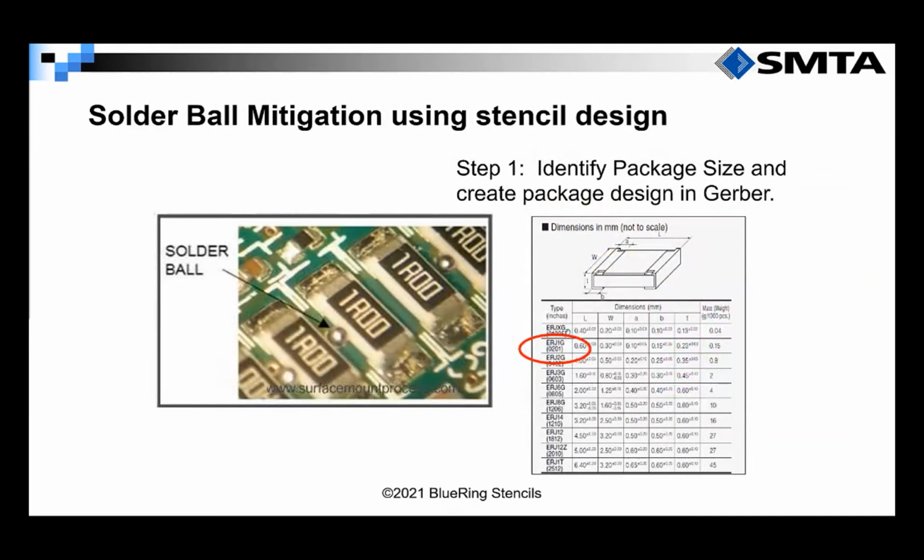The first of these is solder balls or mid-chip beading. Mostly we see this concern with no clean solder paste assemblies. So when a customer calls and says they're experiencing mid-chip beading, I first get the reference locations from them, and then I identify the packages that we're dealing with. So in this case, we'll deal with an 0201.